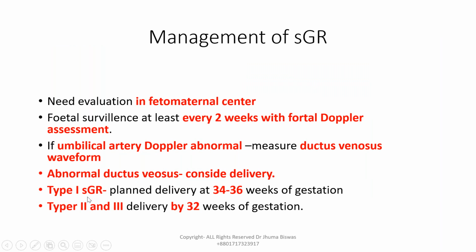So if you see there's only type 1 IUGR, then you can plan the delivery between 34 to 36 weeks of gestation. In case of type 2 and type 3, you can deliver by 32 weeks of gestation.